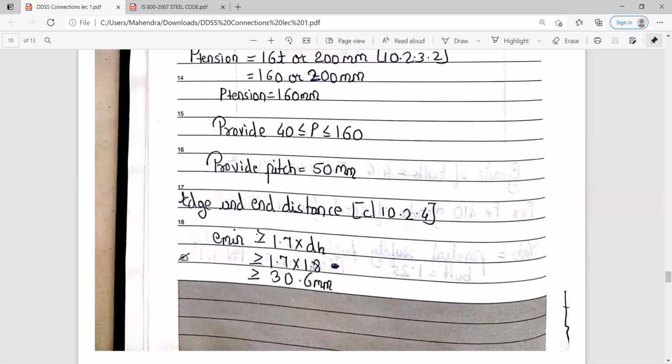Now here the diameter of the hole is 18. So substitute the value for the diameter of the hole, 18. So the E minimum value we get is 30.6 mm. So note down this edge and end distance. Then we will proceed further.